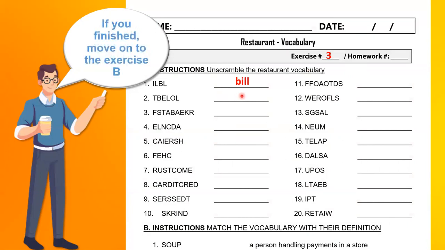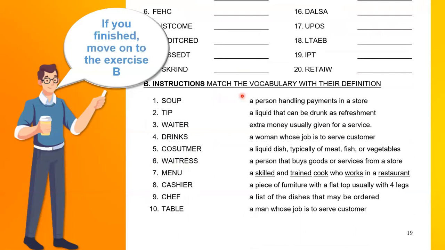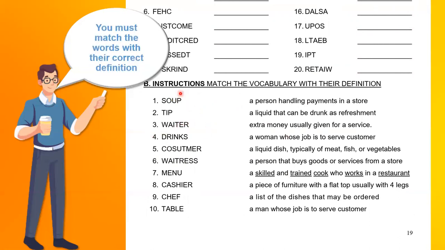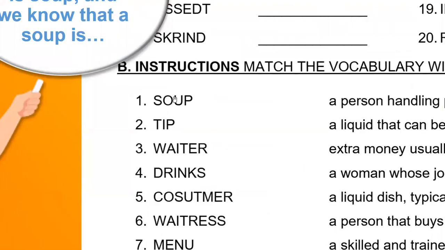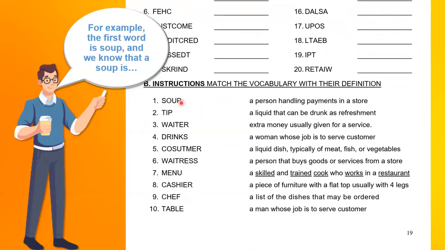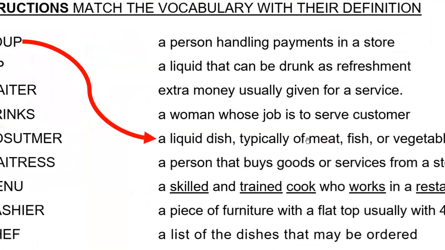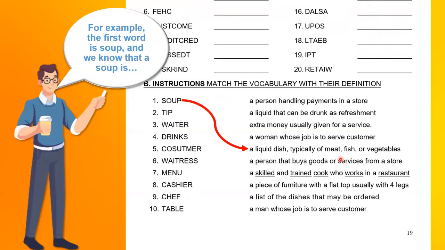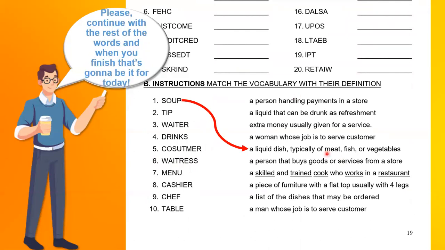All right, if you finish, let's move on to exercise B. Here we have the definitions of the people and objects we can find in a restaurant. You must match the words with the correct definition. For example, the first word is soup. And we know that a soup is a liquid dish, typically of meat, fish, or vegetables. A liquid dish. Very good. Please continue with the rest of the words, and when you finish, that's going to be it for today.